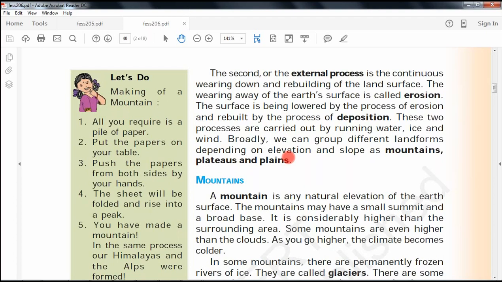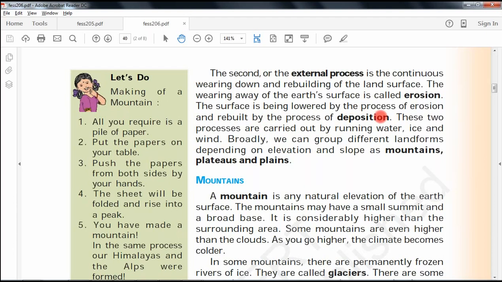So with the combination of these two forces, internal and external, we see the present form of landforms. Suppose one internal process will create a feature which will be acted upon by the external forces, and it will change the shape of that landform, and it will form the final look of the landform. So whatever landforms we are seeing now on the Earth's surface are a result of these two forces acting together.